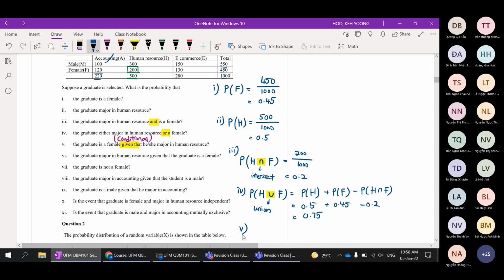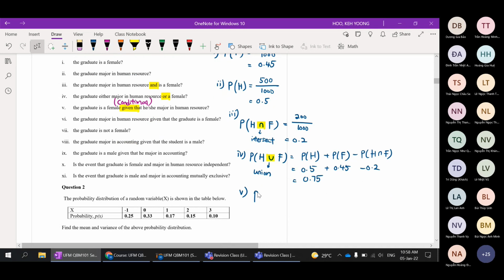Okay, how do you write the working first? So you have the probability, graduate is a female. So you write F in front. Okay, this is female. And then given that, the symbol for "given that" is a stroke. You can think of this stroke as "given." Female given what? Given major in human resource, which is the H. So F stroke H.